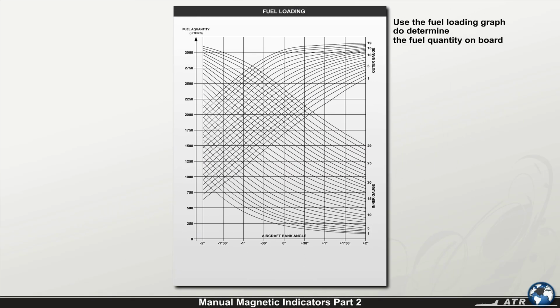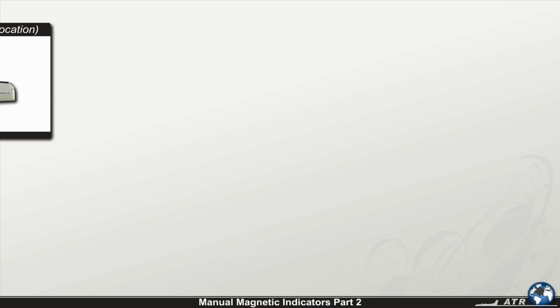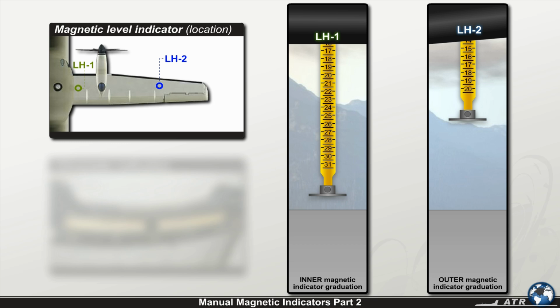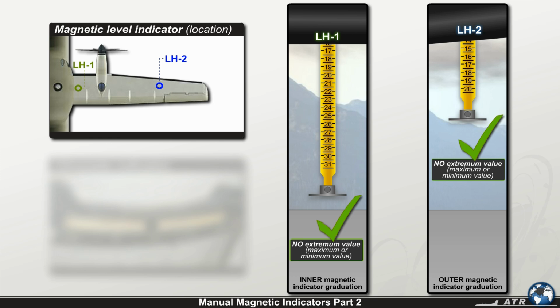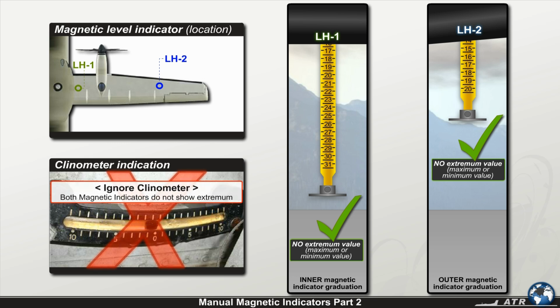Now you must use the fuel loading graph to determine the fuel quantity on board. Observe that this graph gives the results in liters and that each tank quantity must be determined separately. If both magnetic indicators do not show an extreme value, maximum or minimum value, you can disregard the clinometer indication when determining the fuel quantity due to accuracy purposes.